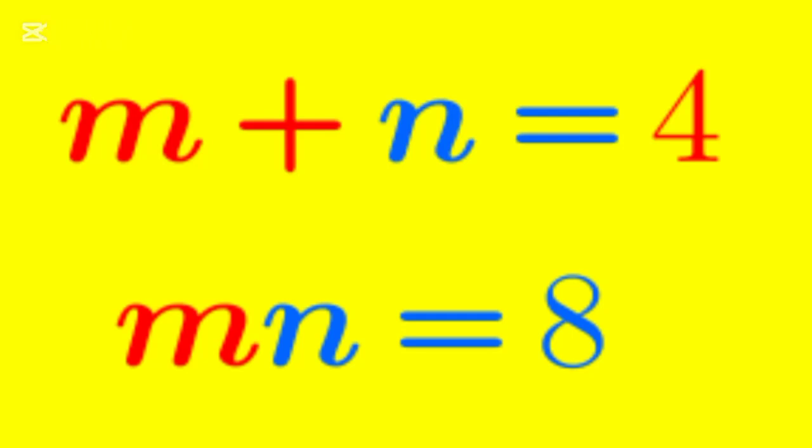Welcome to BK Mathematics. And this is another problem that we are given from simultaneous equations. Let's try to solve it together. It reads m plus n is equal to 4. That is equation 1. mn is equal to 8. That is equation 2. Now to solve this one, let's get started.